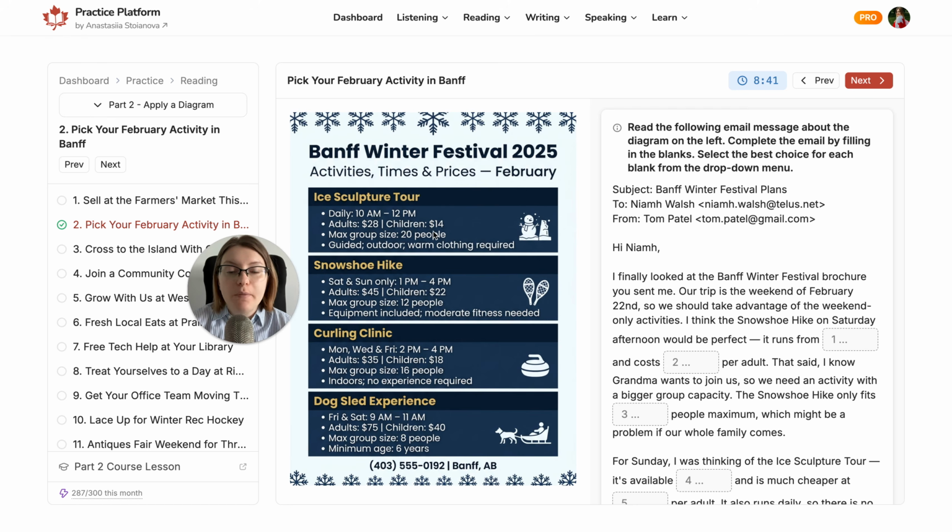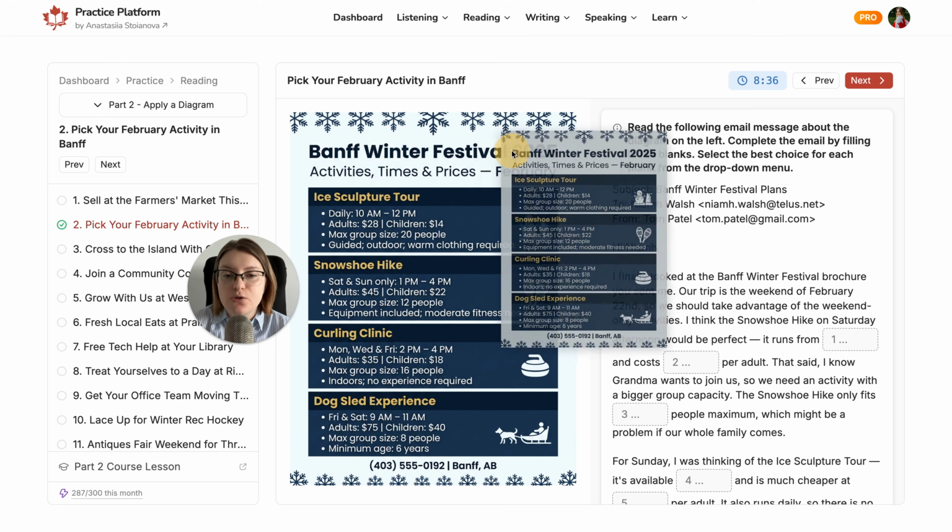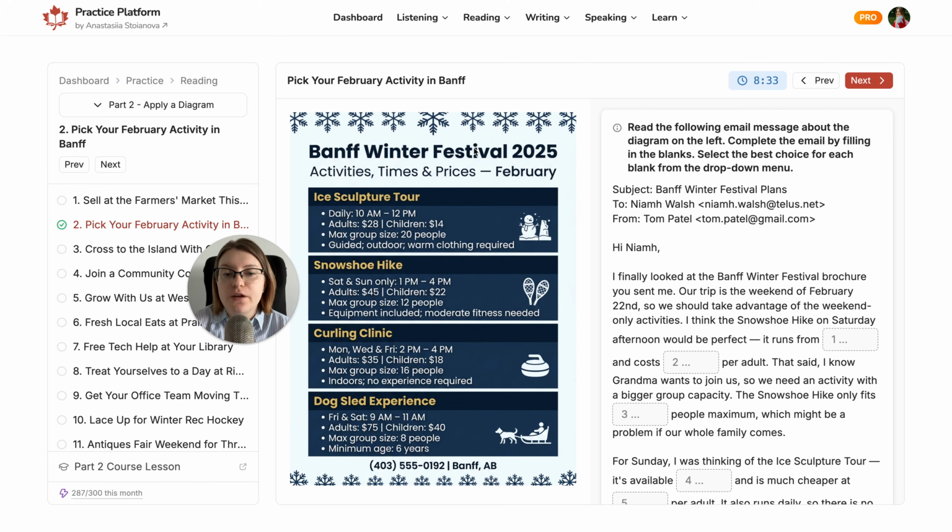So remember the strategies. First, you look very quickly just to see what this is about, for example, Banff Winter Festival 2025. Very quickly, you see that there will be some events here, activities, times, and prices, right? For February. You don't have to study that in detail, just very briefly skim through. So we have ice sculpture tour, snowshoe hike, curling clinic, dog sled experience, and you see the days and for how much.